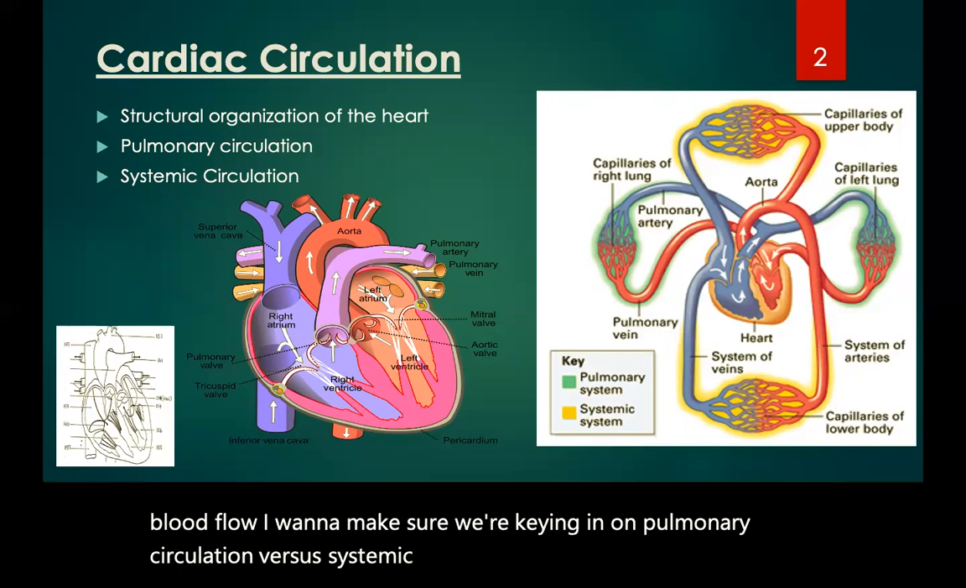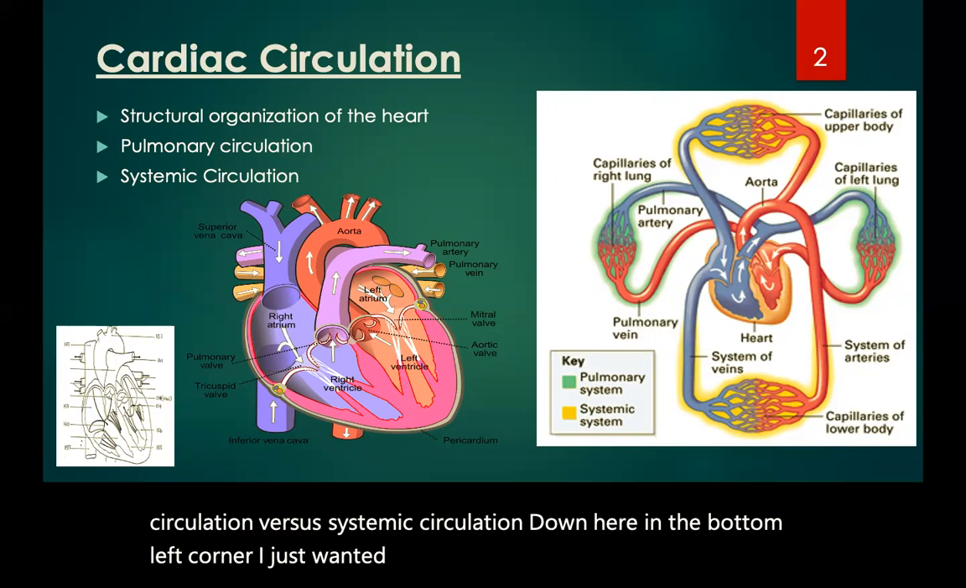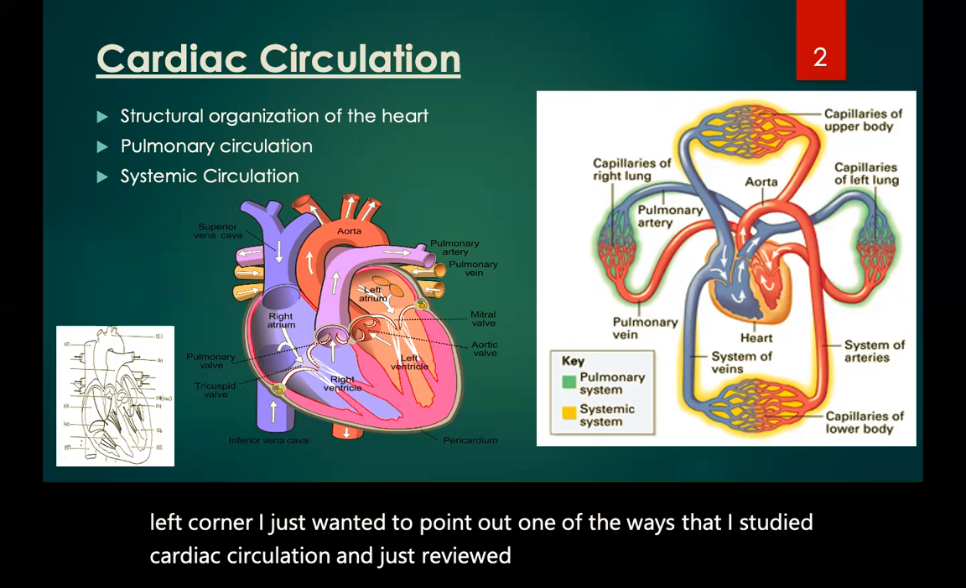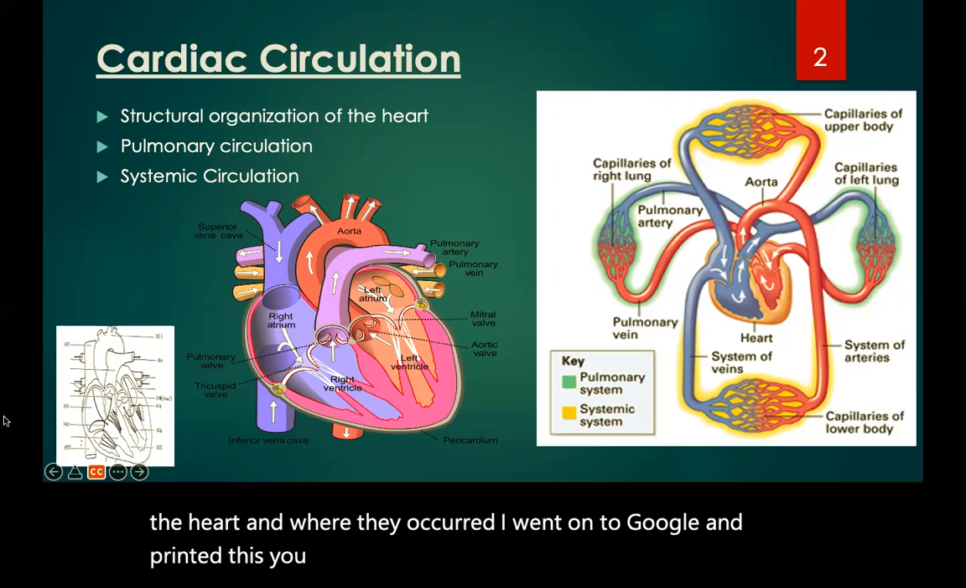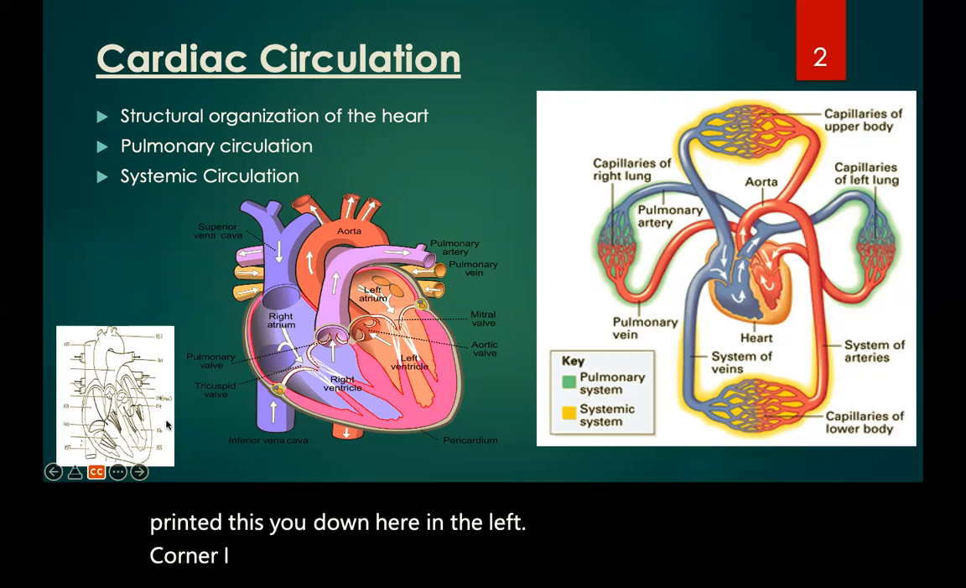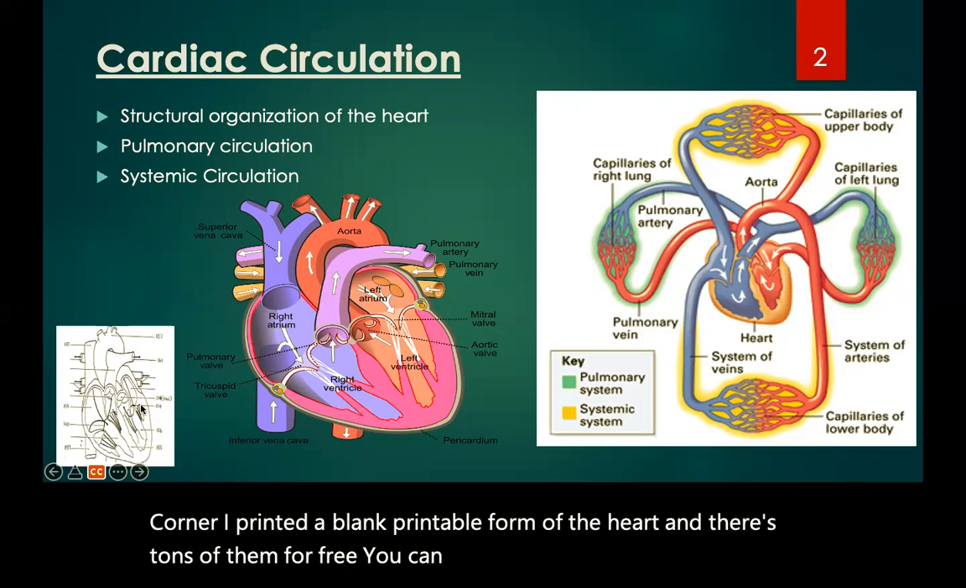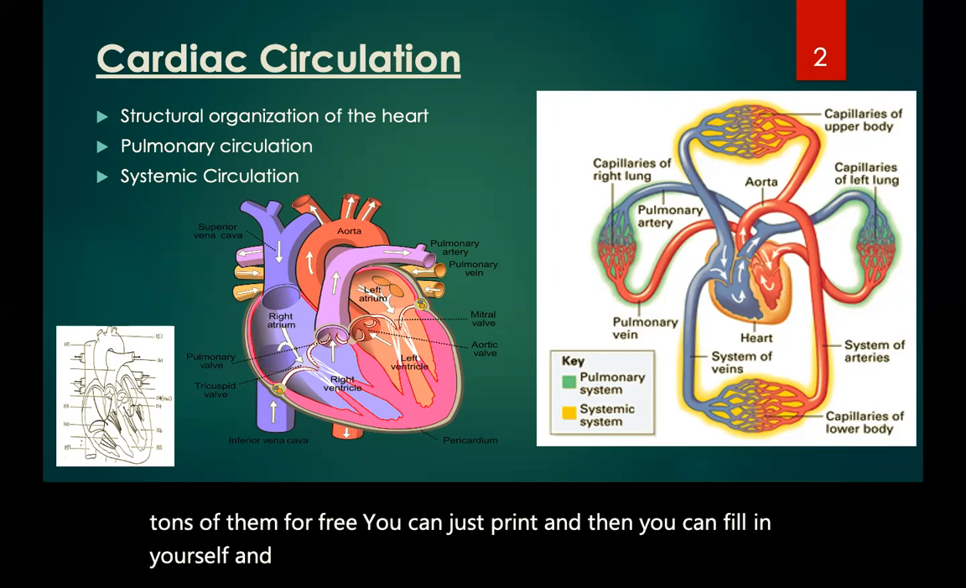Down here in the bottom left corner, I wanted to point out one of the ways that I studied cardiac circulation and reviewed where murmurs were within the heart and where they occurred. I went onto Google and printed a blank printable form of the heart. There are tons of them for free. You can just print it and fill it in yourself. And I colored it in myself.